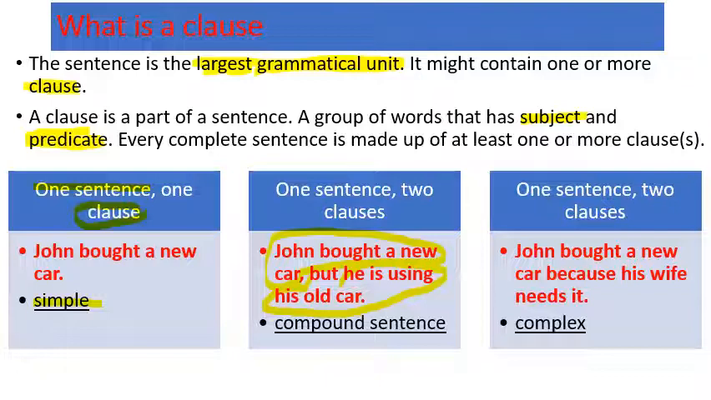Again, we have one sentence and two clauses, but this is called complex. He bought a new car because his wife needs it. The first clause is "John bought a new car," and the second clause is "his wife needs it." Because is a subordinate conjunction. This one is different from the previous one: this is called a complex sentence, and the previous one is called a compound sentence. We'll see in more detail the difference between them.